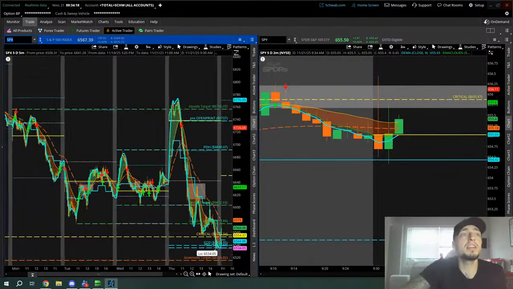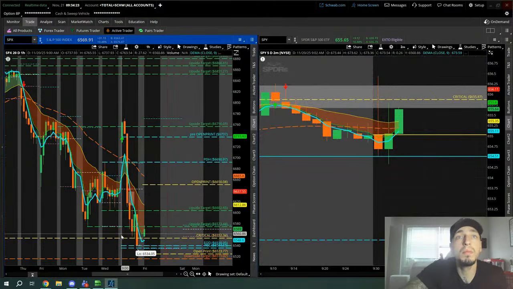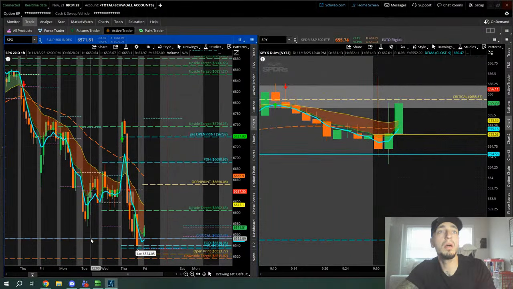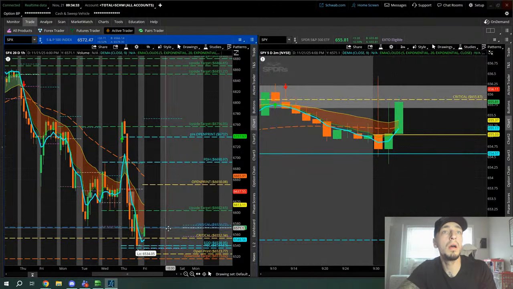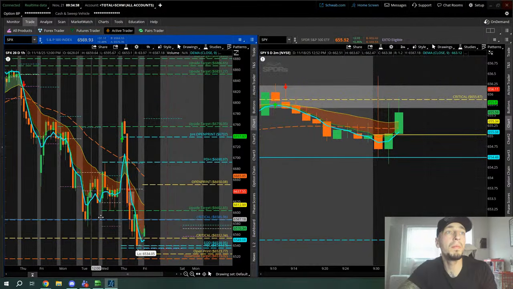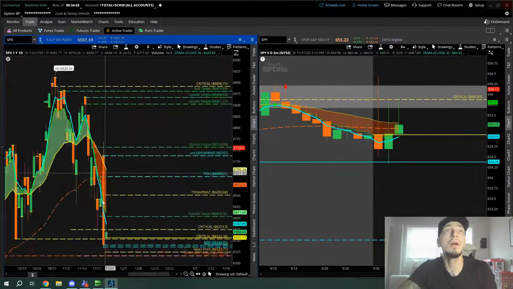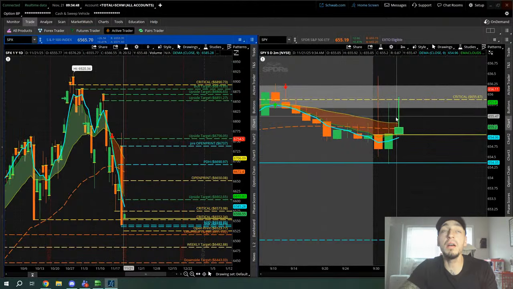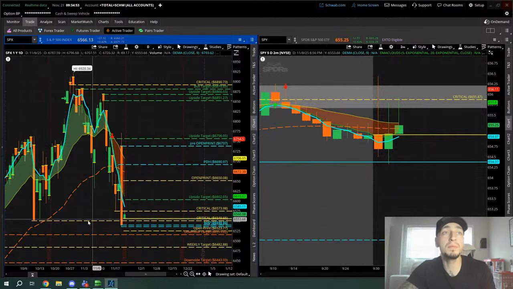So SPX here. Hit this level. This is a very important level here. This is key level right here. This is a very bearish level.